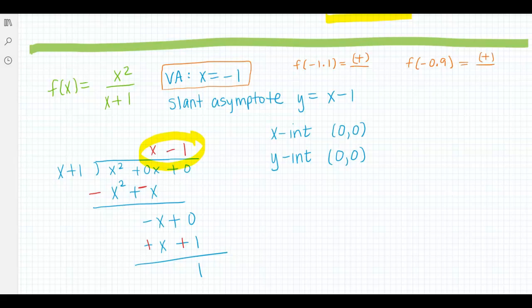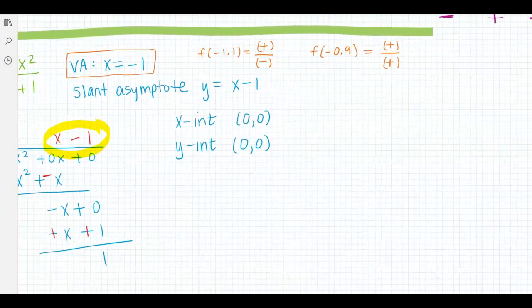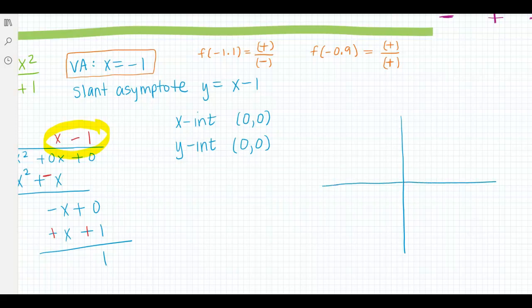And in the denominator, for the first one, I'll have a negative number. For the second one, I'll have a positive number. So I know that the graph is going down towards -infinity on the left and up towards +infinity on the right. Okay, let's put this all together here.